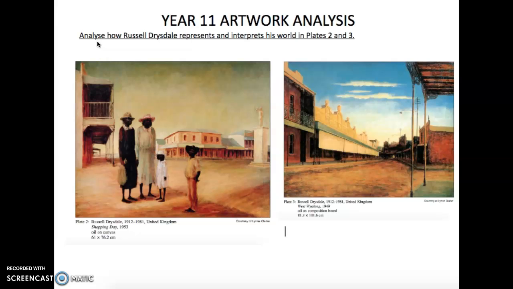Just a little tidbit for you. Whenever there's more than one artwork, you need to discuss both, and you probably want to draw connections and comparisons between the two. So, analyze how Russell Drysdale represents and interprets his world in plates 2 and 3. Our first layer is possibly Russell Drysdale. We know we want to talk about who that is, what he does, and why he does it, which is our artist practice. How does he represent and interpret his world?